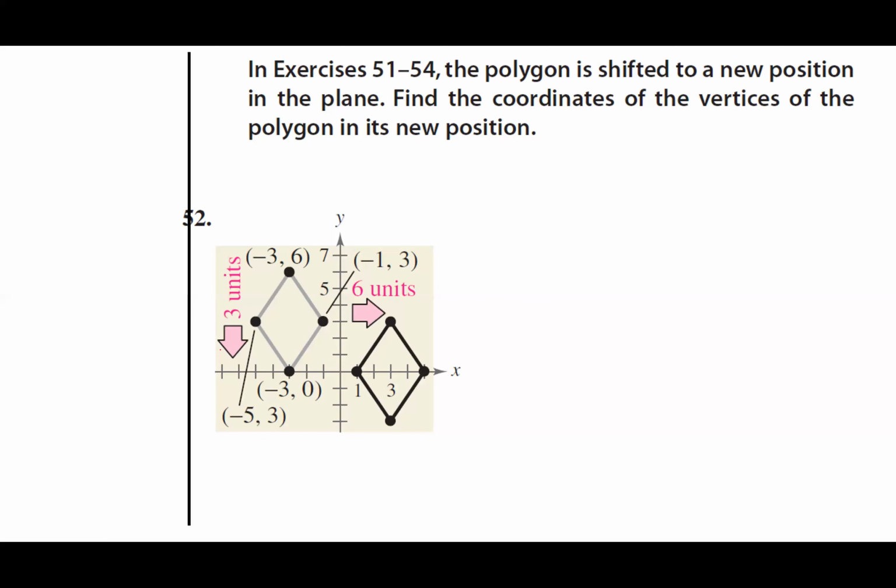Let me do the first one for you as you guys do that. We figure out the coordinate here, which is this top coordinate, (-3, 6). We're going to go 3 units down and then 6 units to the right. X coordinates control the right and left, so we're going to take that -3 and add 6 to it.